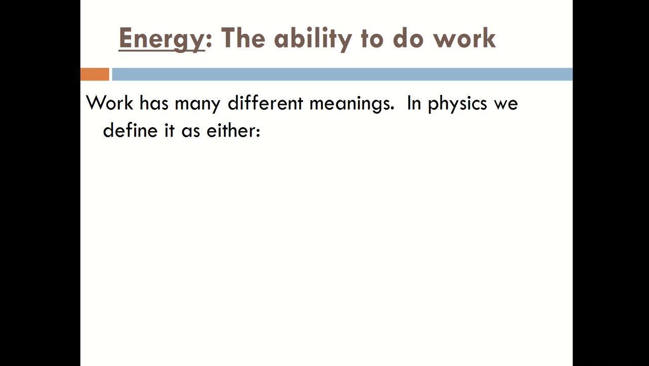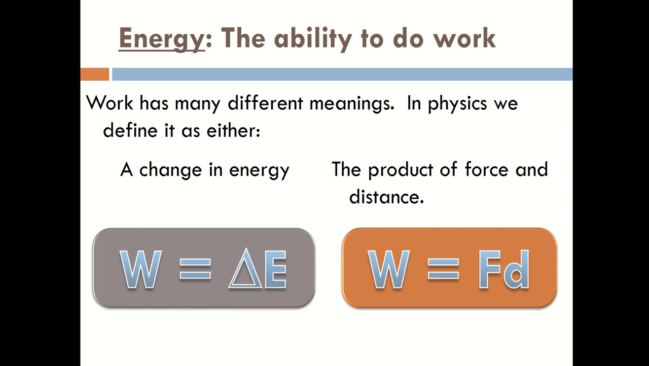Work has different meanings in everyday language. In physics and in science, we define it as either change in energy, so final energy minus the initial energy, or the product of a force and distance. The first definition is something you often see in thermodynamics, so you might see this in your chemistry unit. And the second definition is basically whenever you're dealing with vector forces.